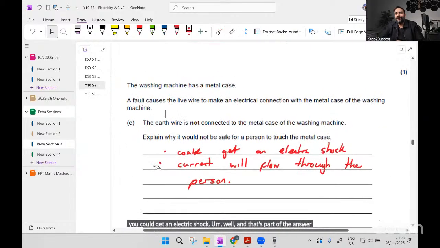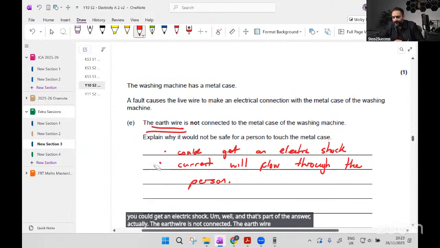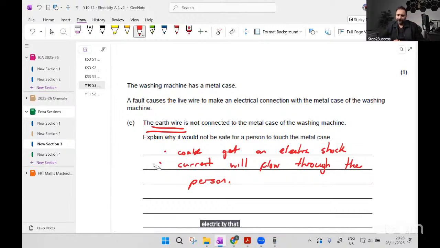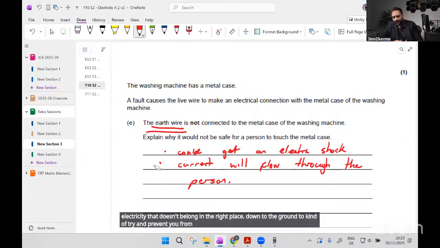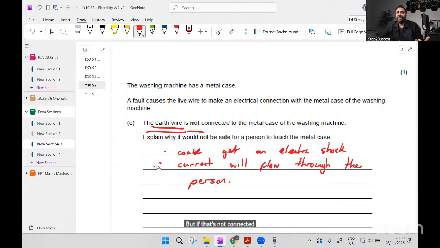The earth wire is not connected. The earth wire, remember, is like a safety wire, and it takes any electricity that doesn't belong in the right place down to the ground to try and prevent you from getting a shock. But if that's not connected, now you could get an electric shock.